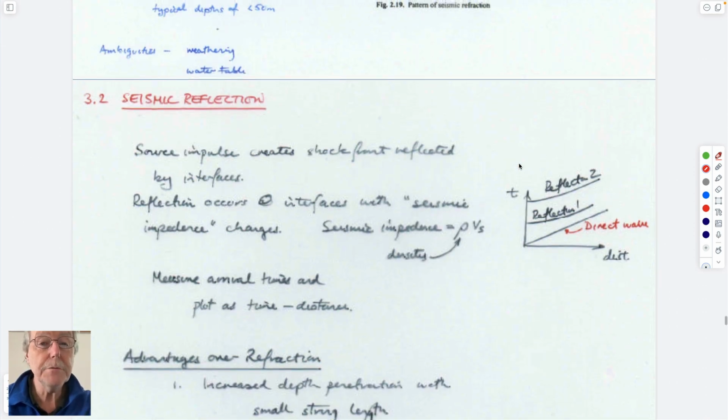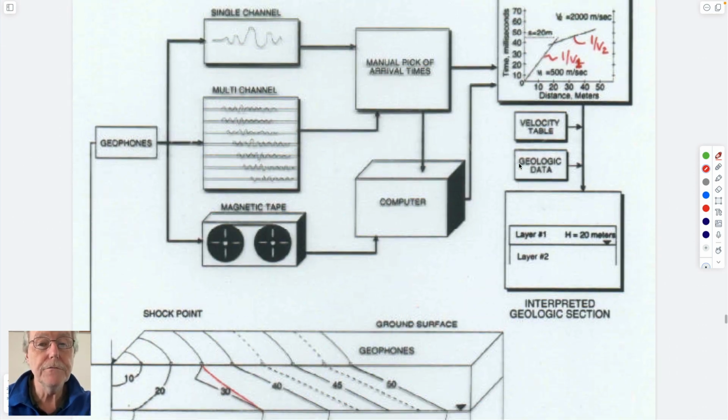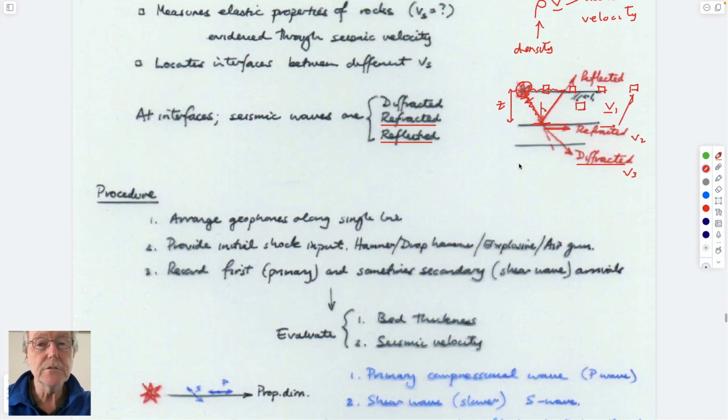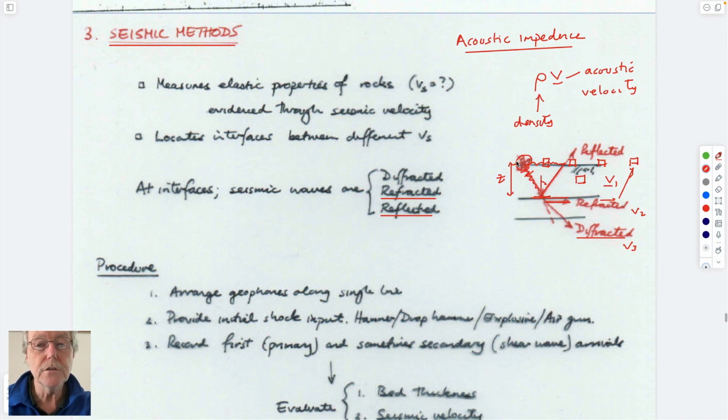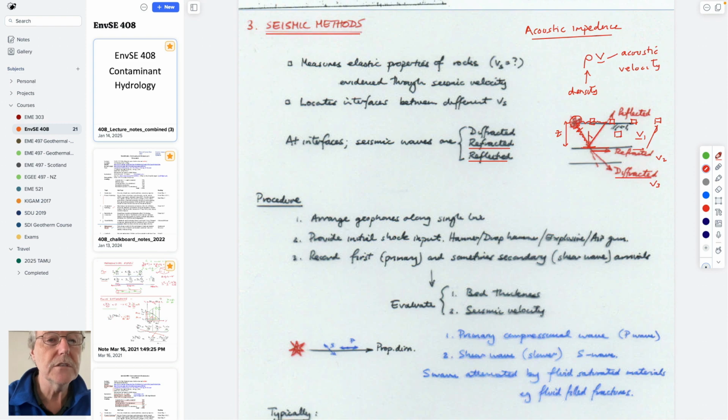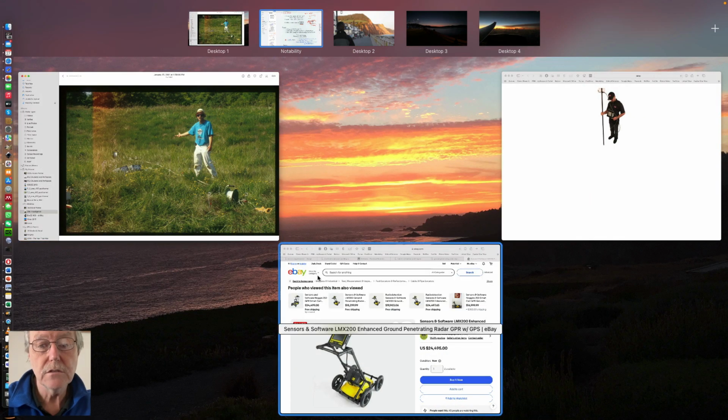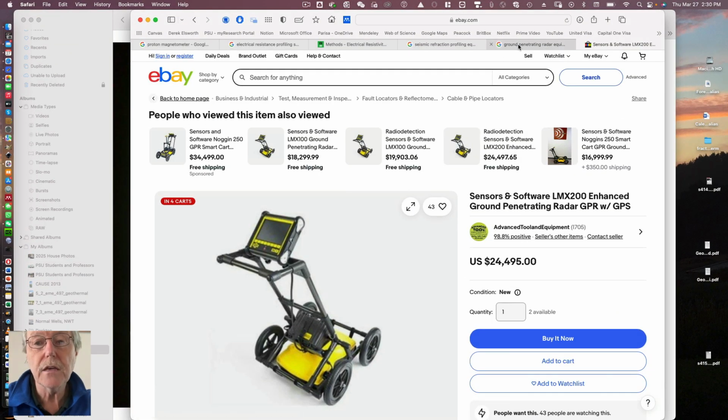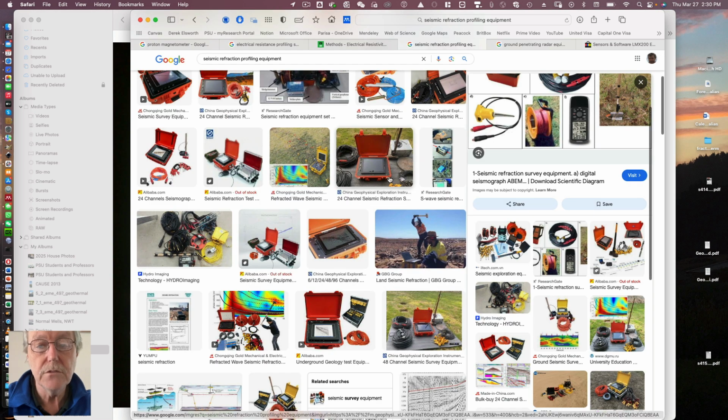And so seismic methods are just a method of doing an experiment to measure the distribution of the velocities and the depths of those velocity layers of the subsurface using a recording system, which is something like this.